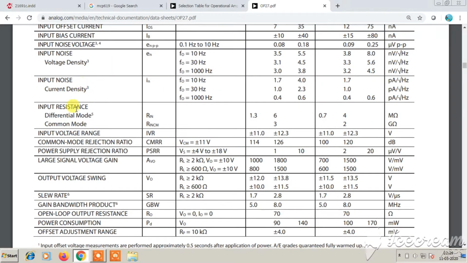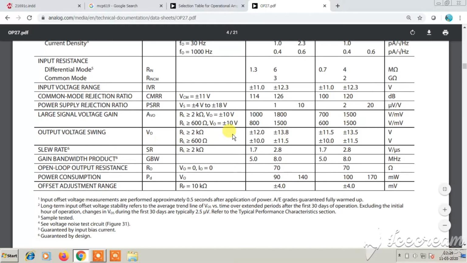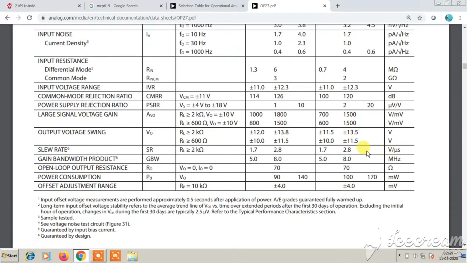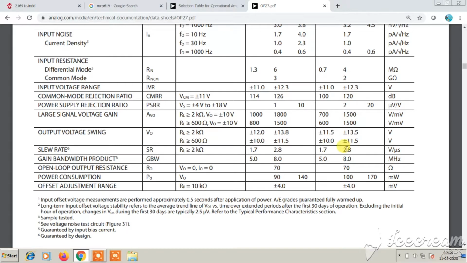You can have other parameters. Input resistance ranges from megohms to gigaohms, very high. Power supply rejection ratio, common mode rejection ratio, 120 dB. It is a very high quantity. And slew rate, you can see 2.8 volts per microsecond. That is also a very high quantity. Typically for a cheap op-amp, you may see it around 0.5 volt per microsecond, and so on. But this one has a huge slew rate, so that's why this op-amp is very costly.